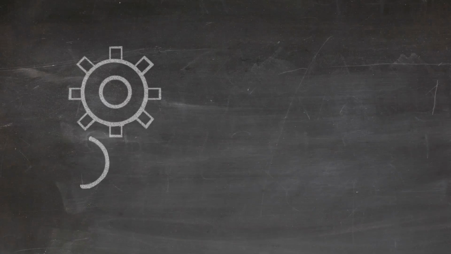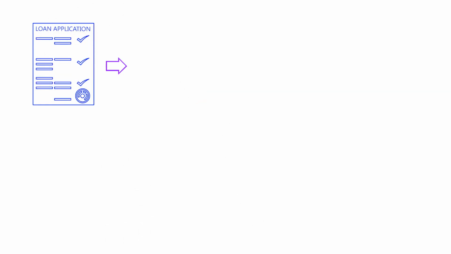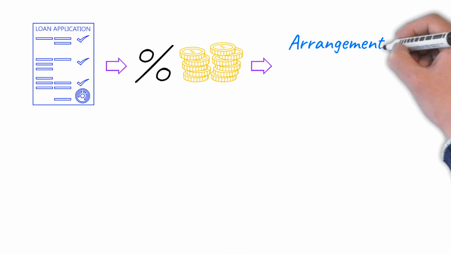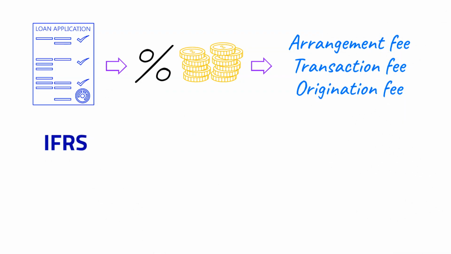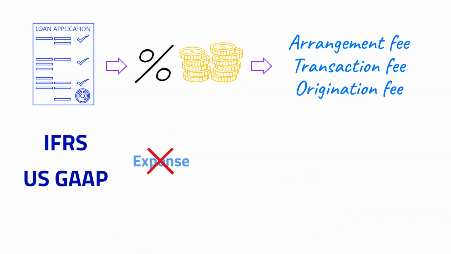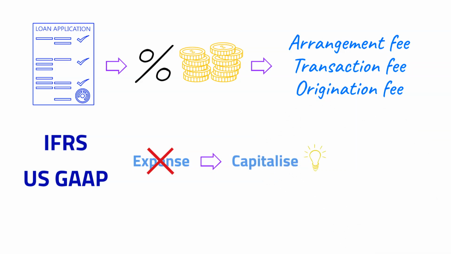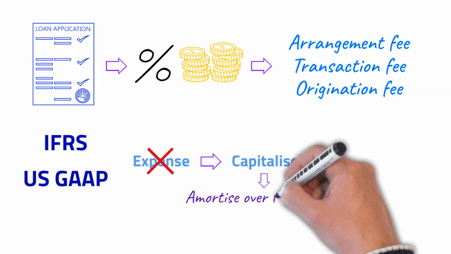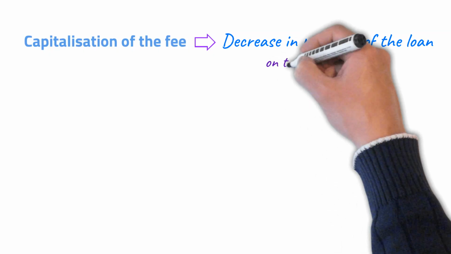Now let's have a look at another situation. Often, to get a loan, you will need to pay an arrangement fee to the bank or another third party. It can also be called a transaction or origination fee. Under both IFRS and US GAAP, you cannot directly expense these fees. You are required to capitalize them. The argument for this is that this cost relates to the whole period of the loan, not to a point in time, and is amortized over the term of the loan. This capitalization will result in a decrease in the amount of the loan, which is recorded on the balance sheet.